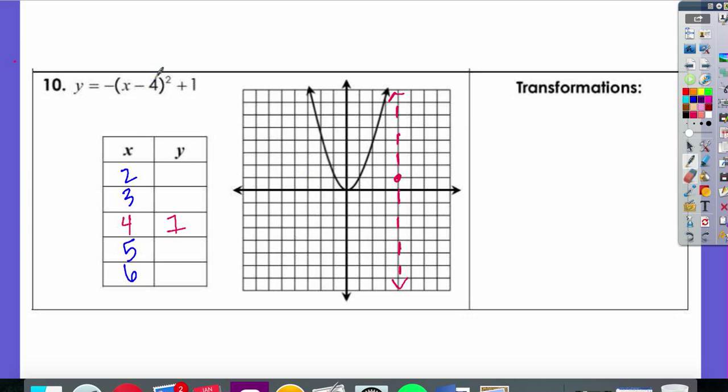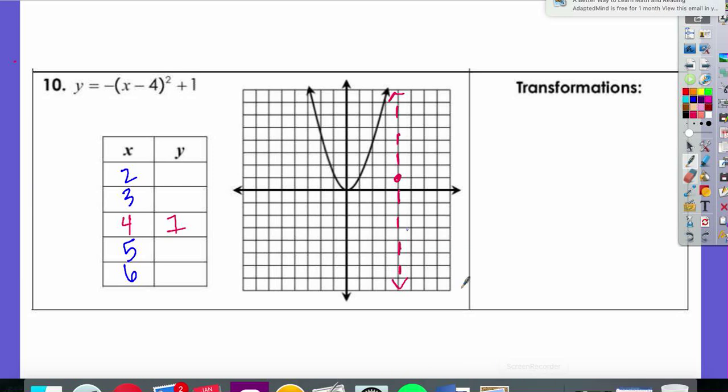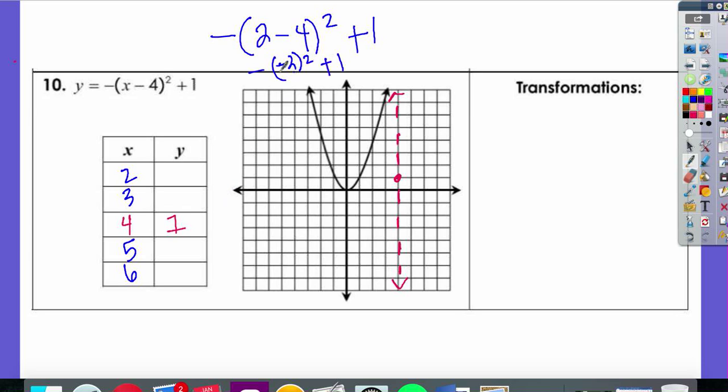So plugging it in, I'm using substitution. I'm going to substitute in that 2. So we've got negative, we would have negative (2 minus 4) squared plus 1. Inside parentheses first, we'd have 2 minus 4, which is a negative 2. Then outside of it, it gets squared and 1 added to it. Negative 2 squared is a positive 4, but there's a negative out front. So negative 4 plus 1 is going to leave us with a negative 3.